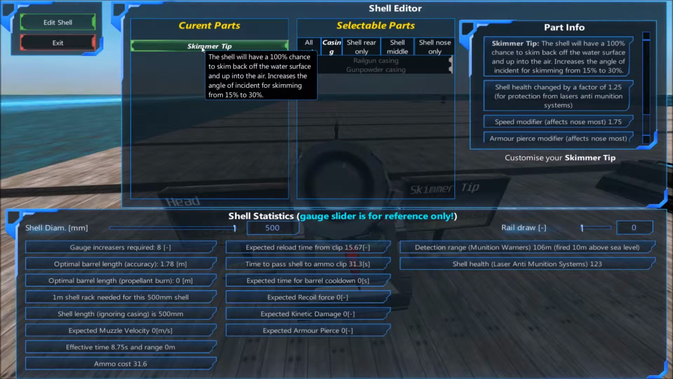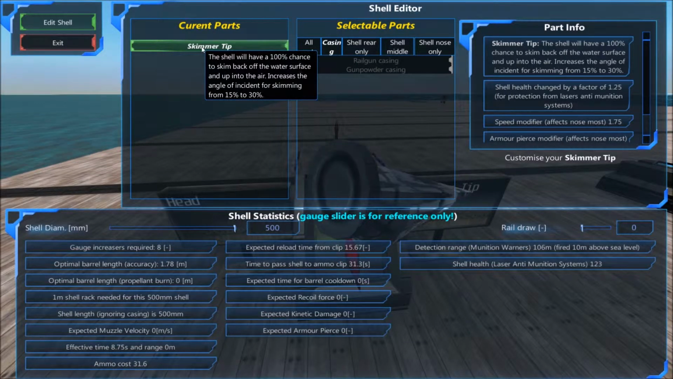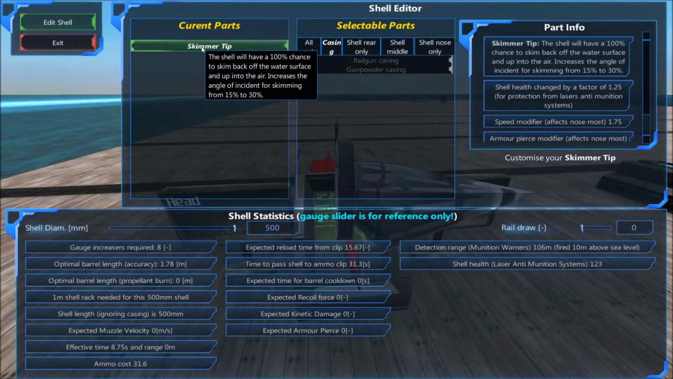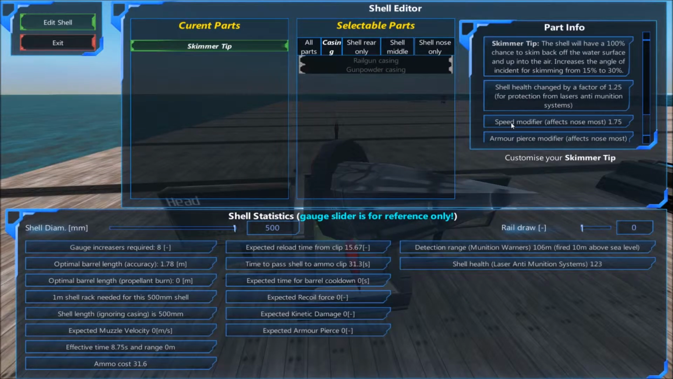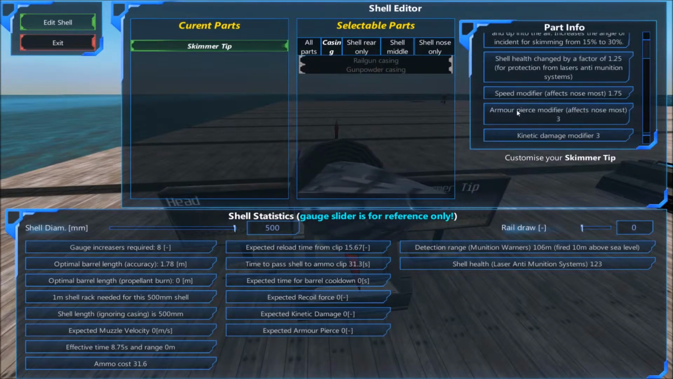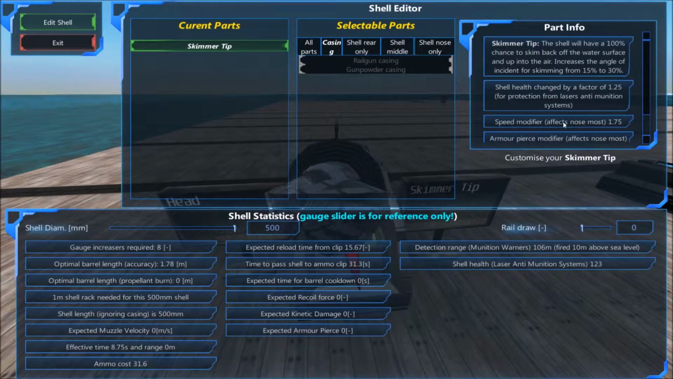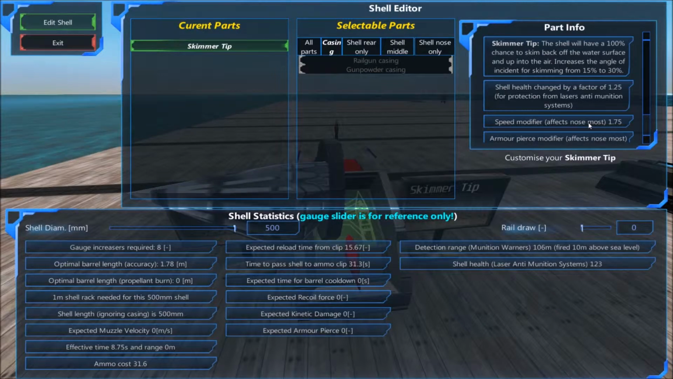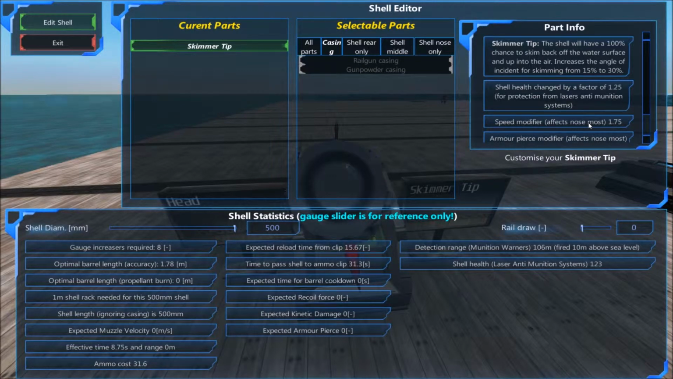However, the skimmer tip does have a use. It has a bit of a niche use, and that is if you come on over to the part info and look at this speed modifier. We've got a speed modifier of 1.75. This makes it the second fastest shell head out of all of the shell heads in the game. It's only beaten by the sabot head.